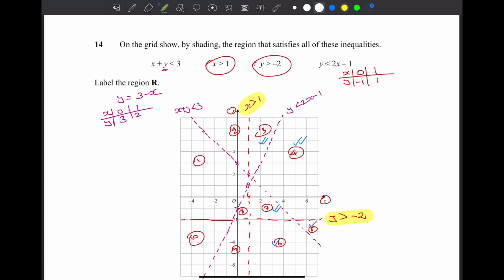Okay, where's the other one? Y is less than 2x minus 1. So that means less than means underneath it. Underneath that one, there's only 2, 7 and 4 then.